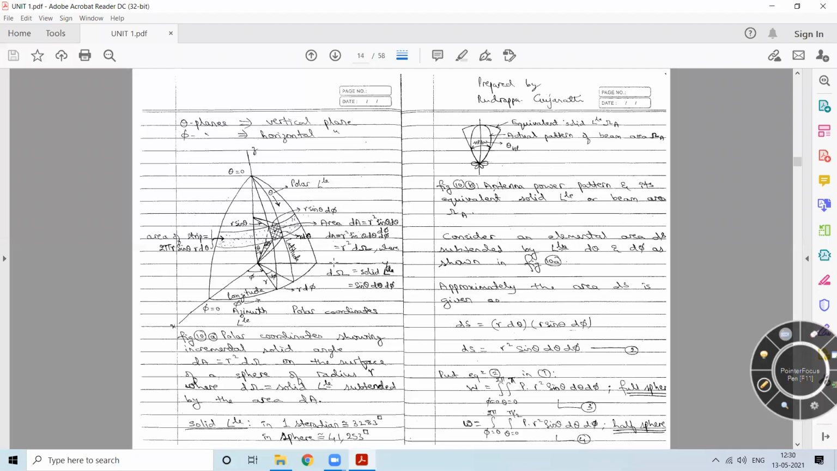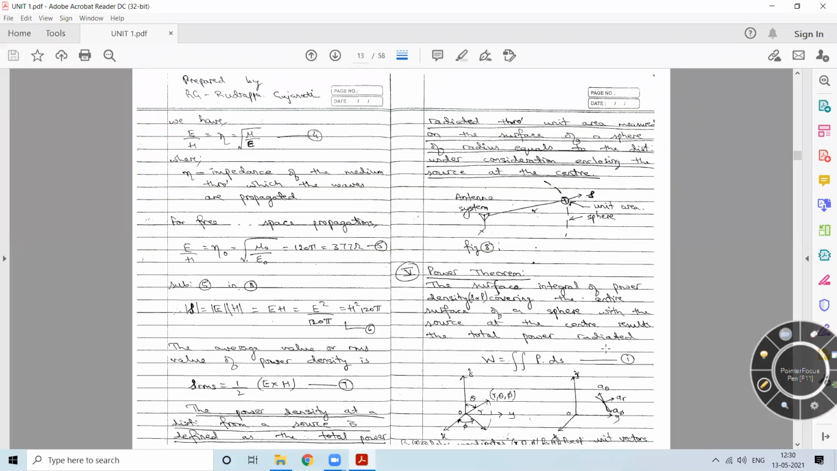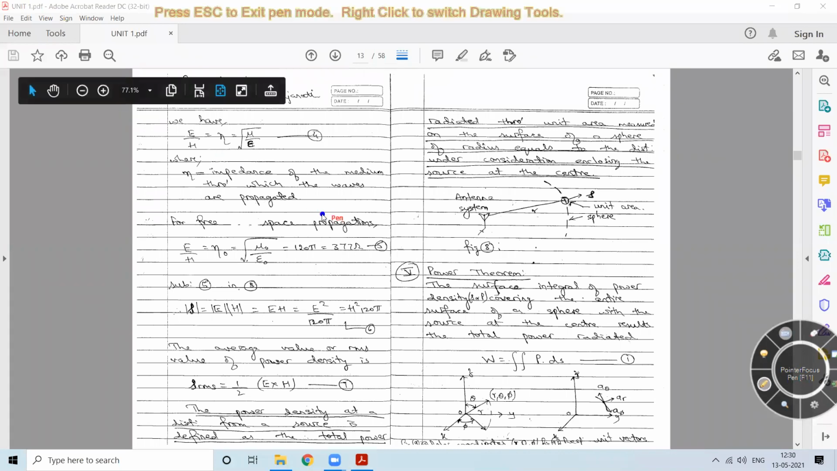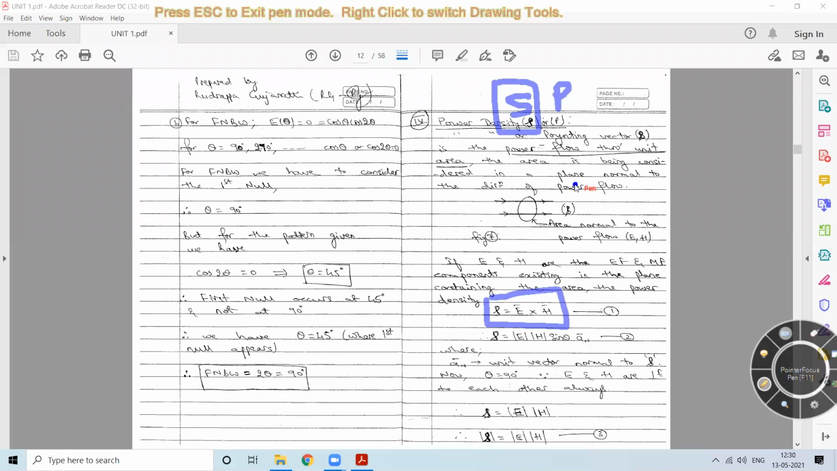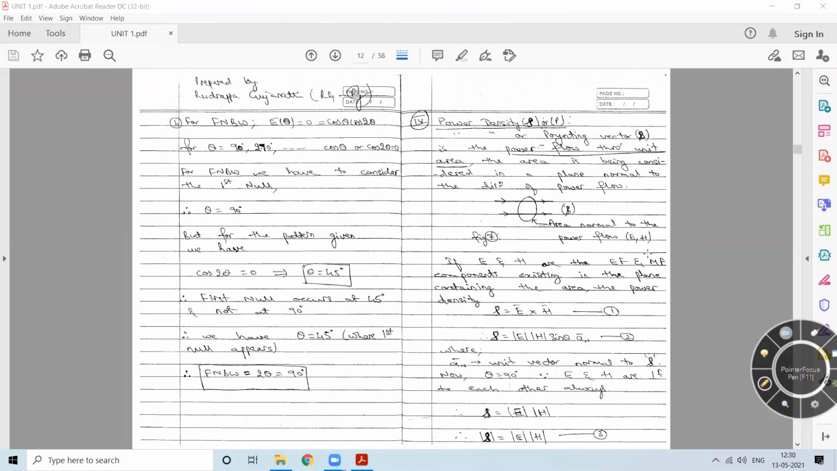So next, what we have is a power theorem. Now we saw what is meant by power density, which is sometimes identified by S or sometimes given by P. S is nothing but the pointing vector. This is nothing but the pointing vector equation. So it is identified with S or P.